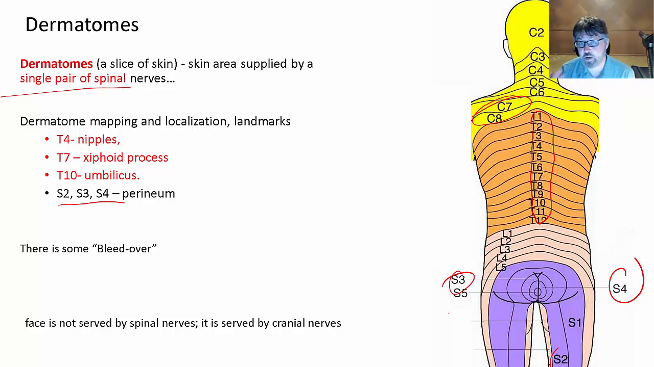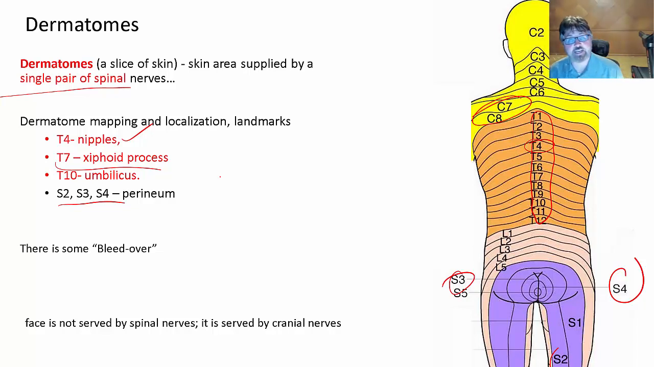Other useful landmarks, which we don't see on this picture: T4 corresponds to the nipples. So here's T4 on the back. If you were to turn anteriorly, that's about the level of the nipples. So if you have some type of pain, even if it's not the nipples, you can still use it as a reference, as a landmark to whether to go above or below.